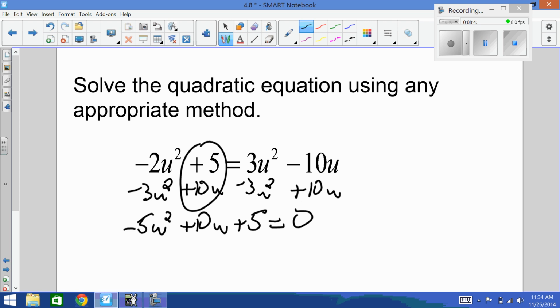All right, if you notice, all parts are divisible by 5. So I'm going to divide everything by 5. So I get negative w squared plus 2w plus 1 is equal to 0. Okay. Now, factors of 1 that if I add will give me 2. That's 1 and 1. If I add them, yes, that works. So this is factorable.